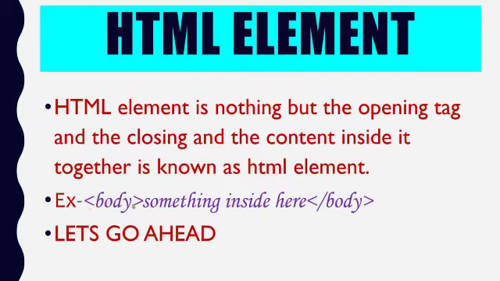Over here I have shown you an example. So this body is the name of a tag, and these two are angular brackets. Here is some text, whatever text or whatever information you have about your website or about the topic, it should be over here. You can write it over here, and this is the closing tag. So these three parts together are known as HTML element.